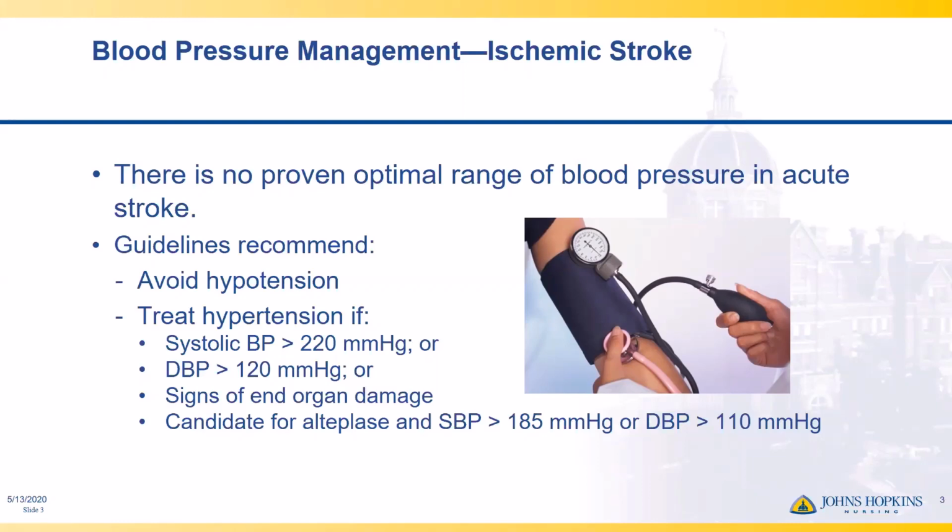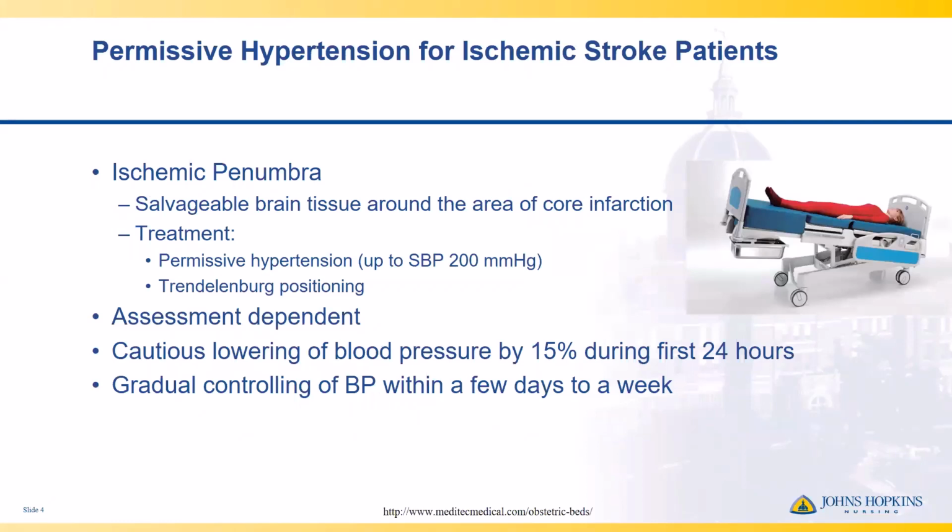With the blood pressure, we also want to remember that if the patient has an ischemic penumbra, we have what's called permissive hypertension in their stroke center. So with this salvageable brain tissue around the area of core infarction, we want to make sure we're treating it well by allowing permissive hypertension, and it allows up to a systolic, and I apologize, it should say 220 as the highest systolic blood pressure.